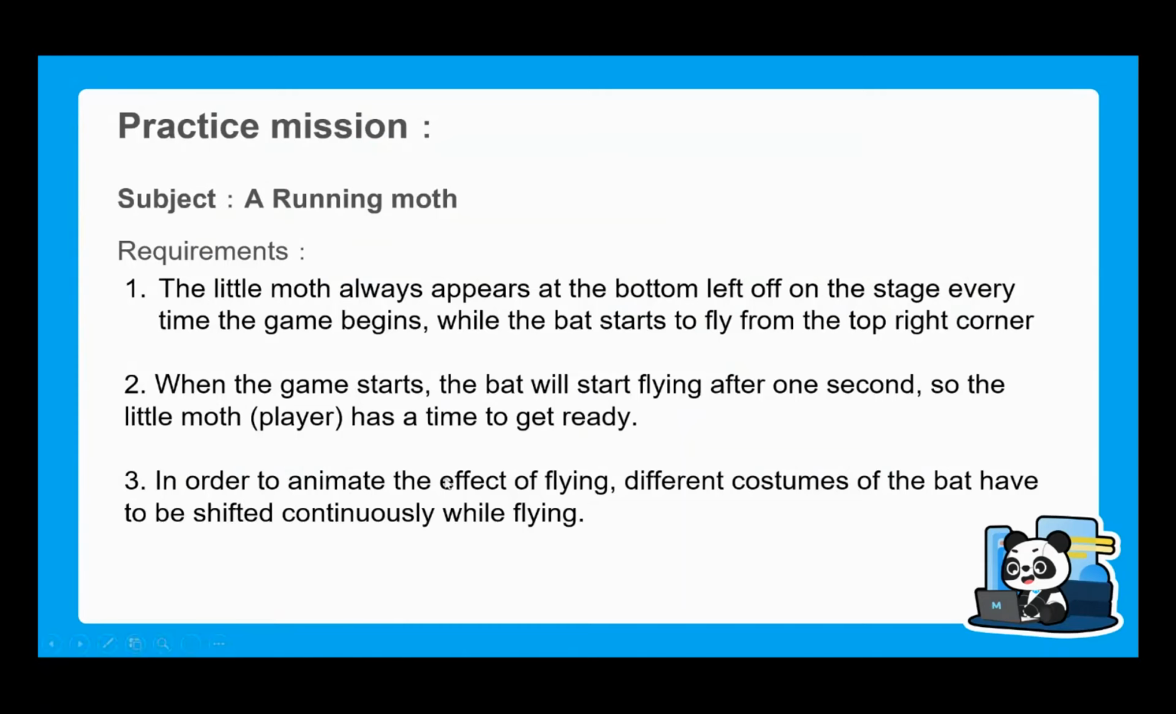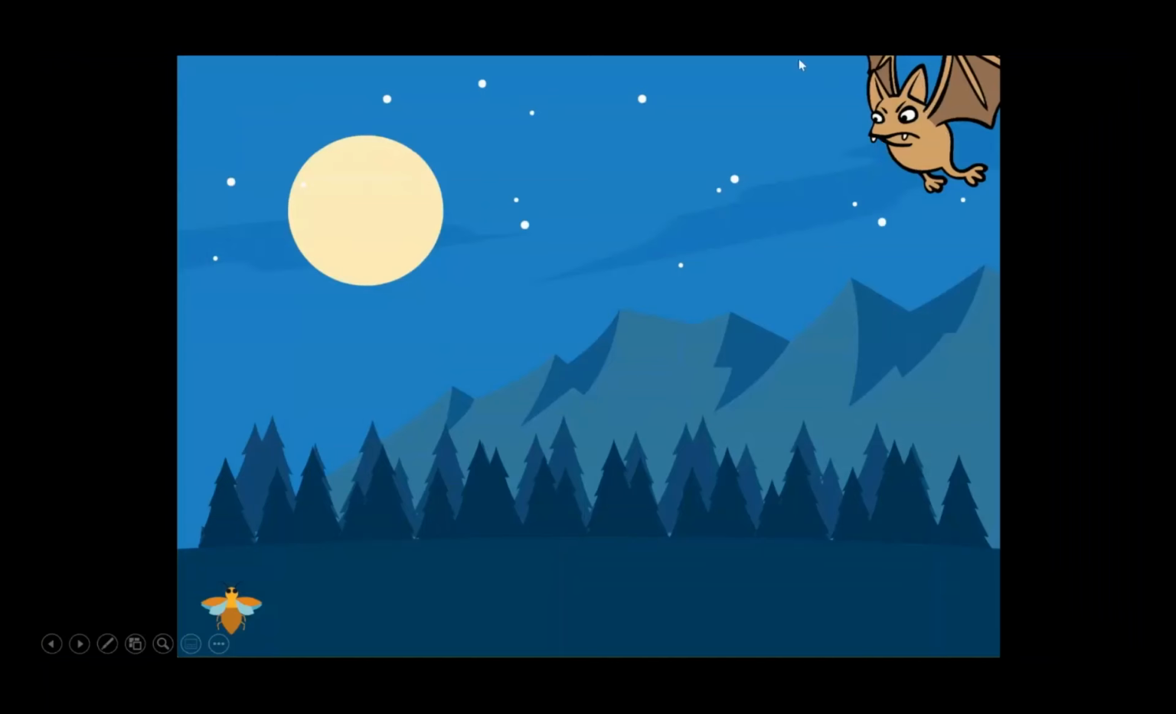And then in order to animate the effect of flying, different costumes of the bat have to be shifted continuously while flying. So that, remember, we want to be able to get the bat to look like it was flying. And the way we do that is using those next costume blocks, which again, we've looked at a lot in the previous lessons, in the Parrot's Travel, in the penalty kick, in the Panda's Race. So they've had lots of experience with using that. So again, this is really starting to get towards them using all of those different programming blocks they've used in the previous lessons, bringing it all together to create the game.